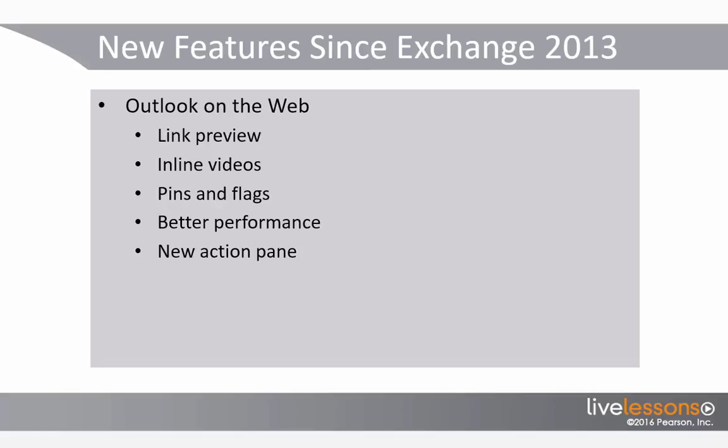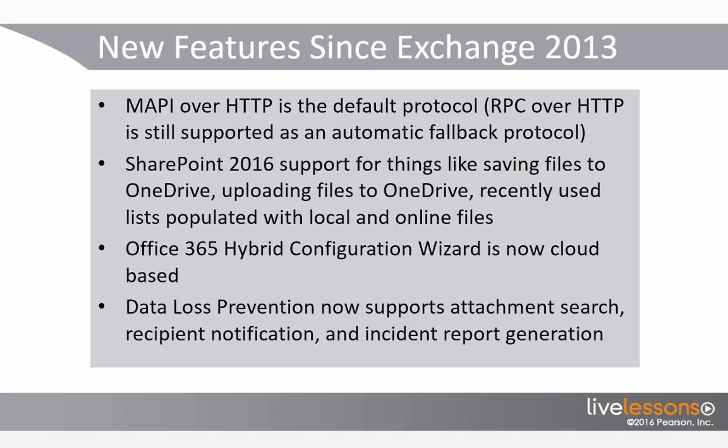So believe it or not, the features that you saw on the previous slide aren't even all of the new features and capabilities in Outlook on the web. Some of the other things that Microsoft is giving us are link previews, inline videos, pins and flags, better performance, and a new action pane. So you can begin to get a sense of just how much work Microsoft really has done to Outlook on the web. Now, even though many of the new features revolve around Outlook on the web, certainly not all of the new features are Outlook on the web related.